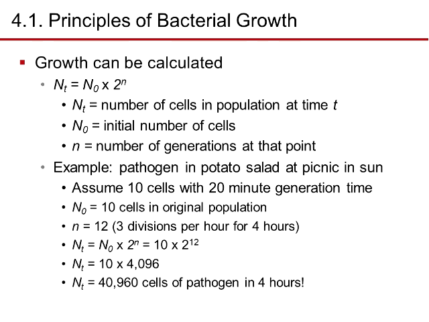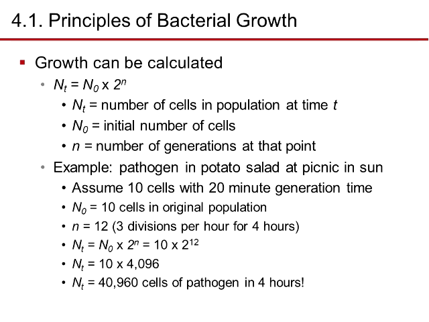Basically, what you have to do is say Nt equals N0 times 2 to the n, which is really the number of cells at the time t. N0 is the initial number of cells, and n equals the number of generations at that point.